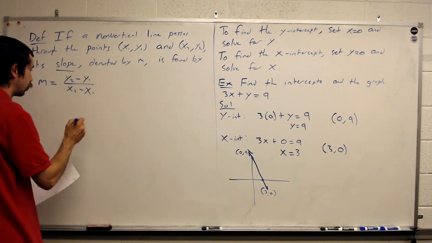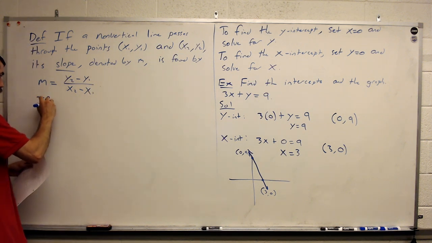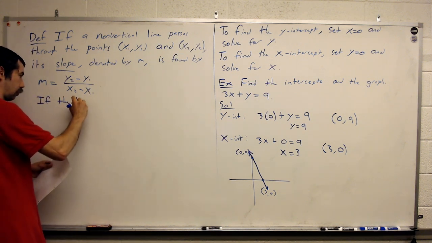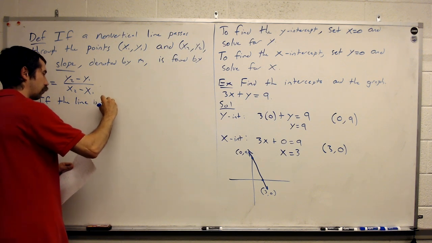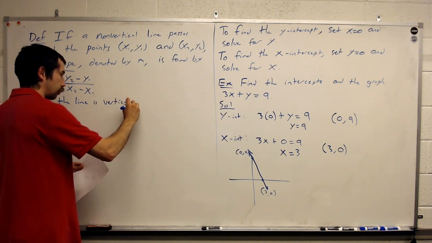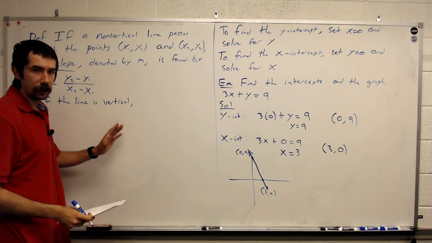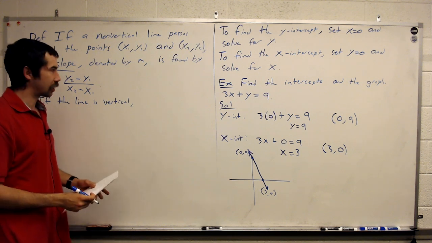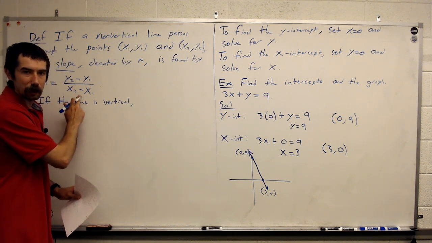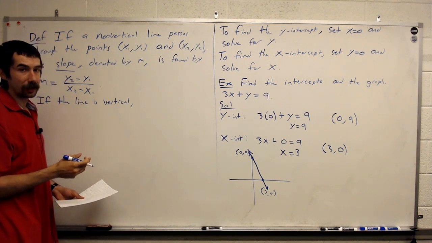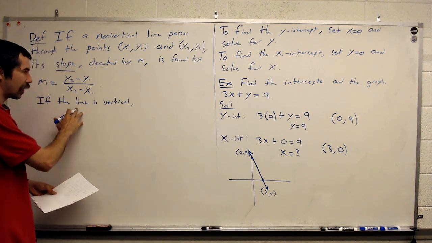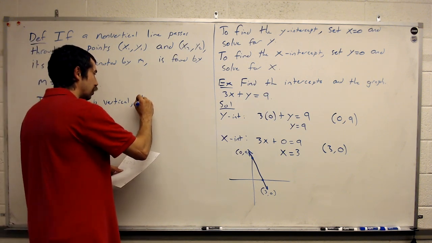Okay, if the line is vertical, right? If the line is vertical, all the x values are the same. This denominator would be 0, and you can't divide by 0. So if the line is vertical, the slope is undefined.